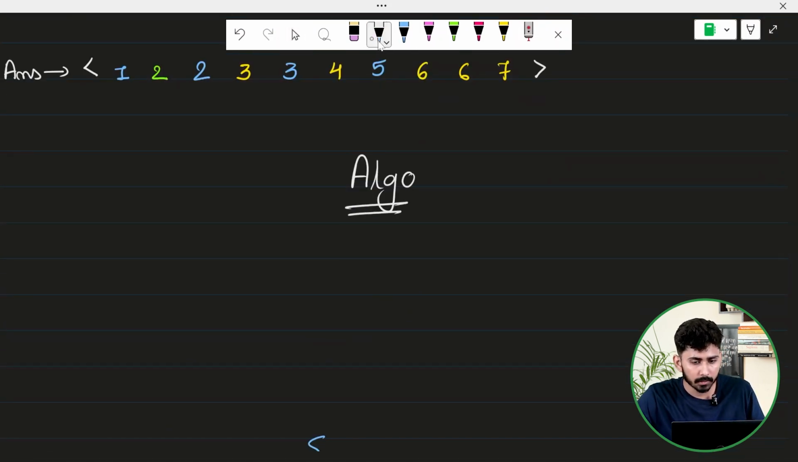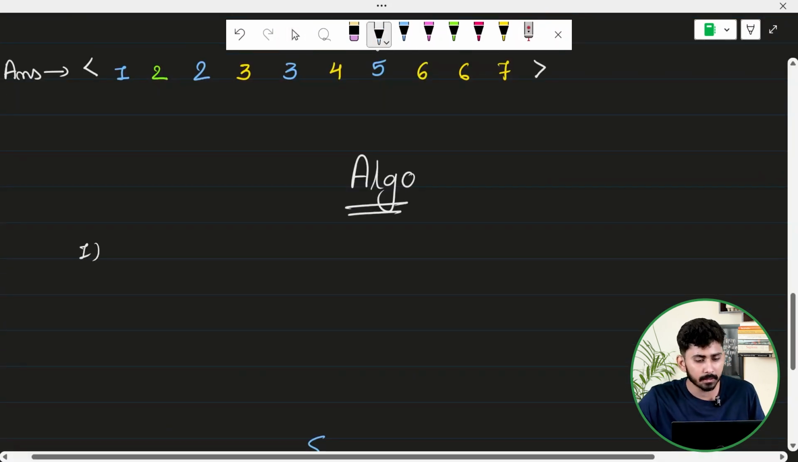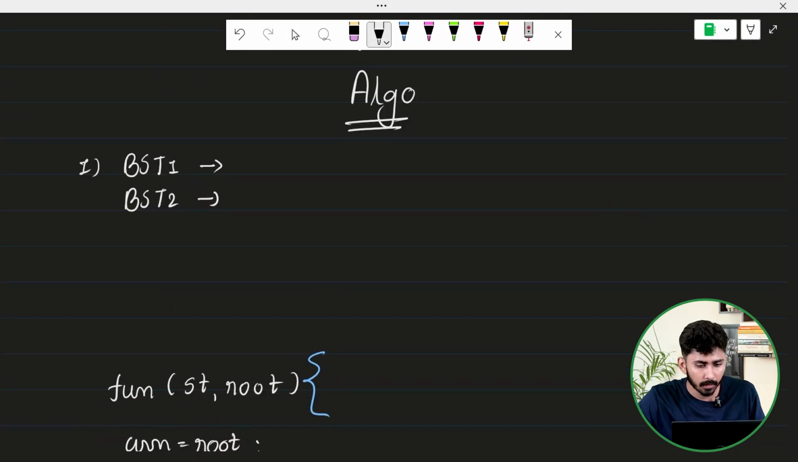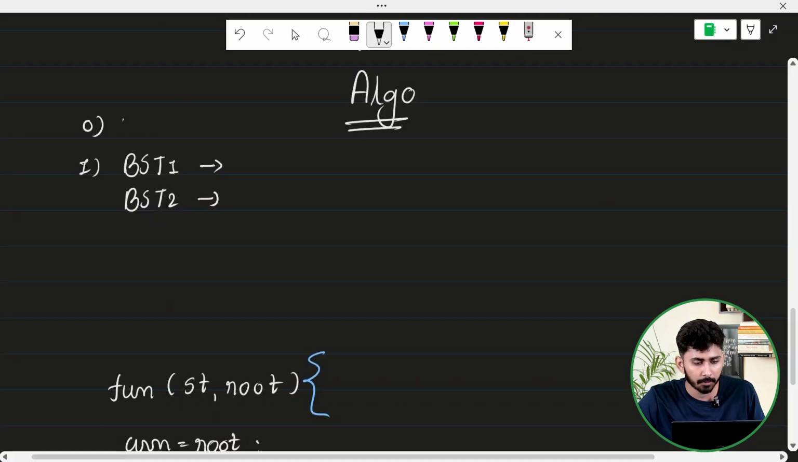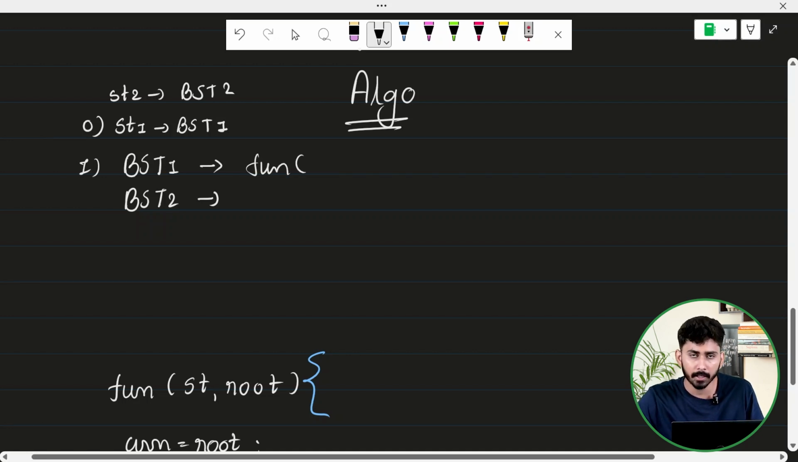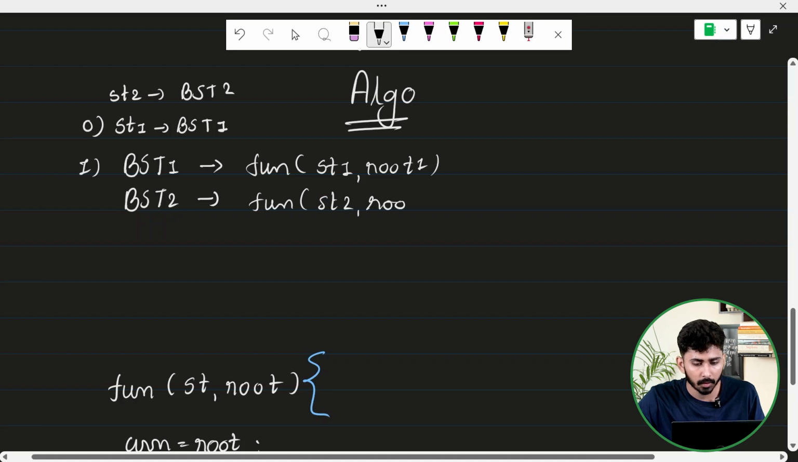Now what does our step number 1 say? Step number 1 says that for stack 1 and BST1, and for BST2, you are supposed to find the smallest elements. So you will call this function. ST1 is the stack for BST1, and similarly ST2 is for binary search tree number 2. I'll call this function, which helps me find the smallest elements from the entire tree. So I'll say fun ST1 and root number 1, and similarly fun ST2 and root number 2.